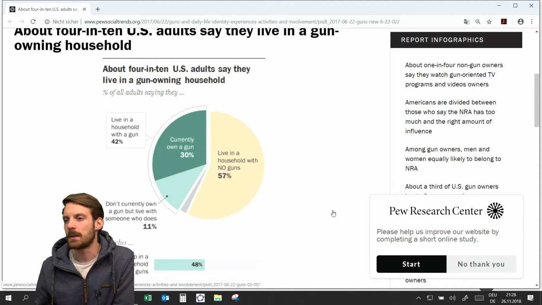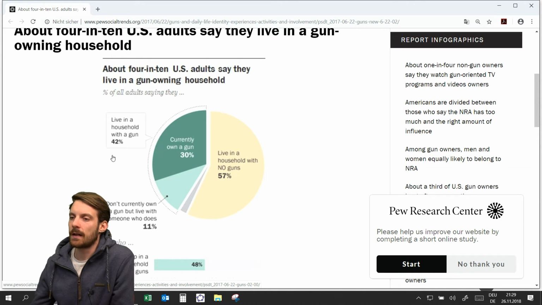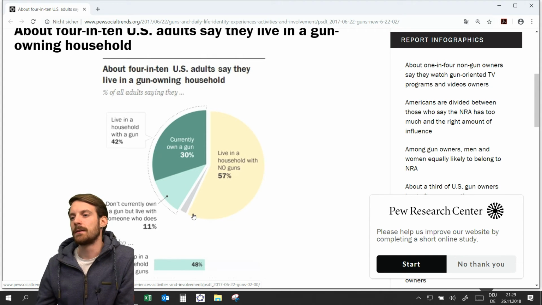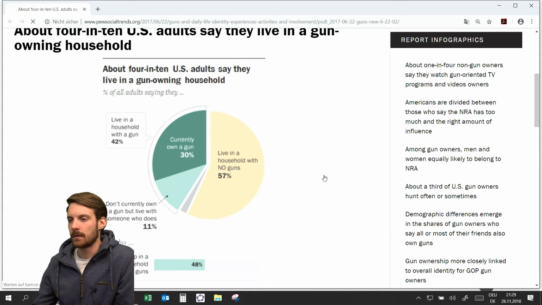Try to compare them, maybe. The second biggest slice shows 30% of the people who live in a household with a gun currently own a gun, but compared to the other 11%, they know someone who owns a gun, or they live with someone who has a gun, basically.